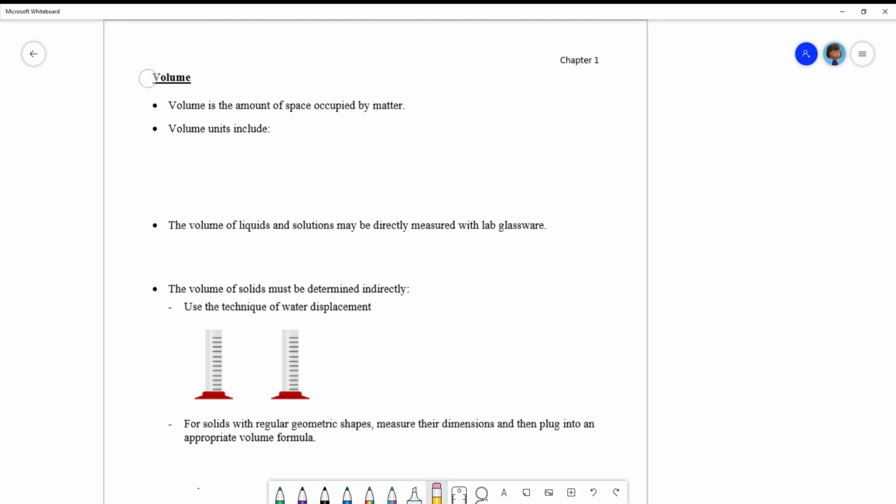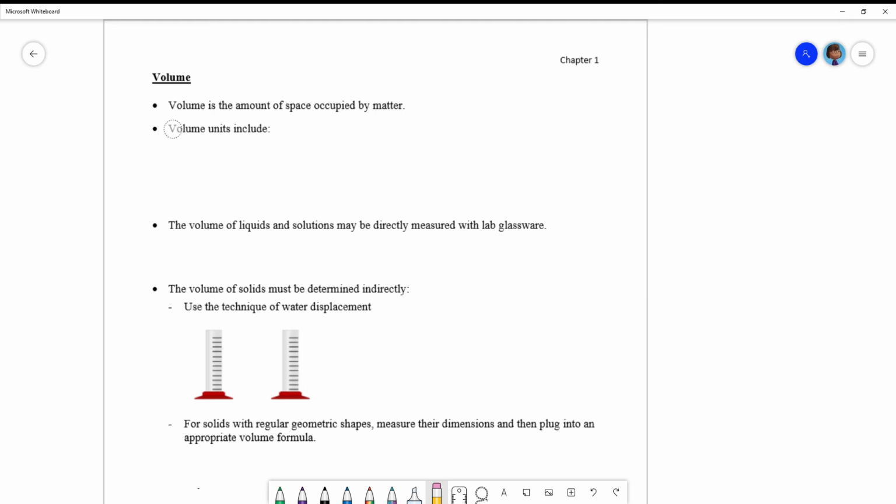So the topic here is volume. And I like to do volume as its own special topic before I get to the next topic, which is density. And of course, volume is part of density, and hence why I want to do it as its own separate pre-lecture. So what's volume all about? Let's start by defining volume. Volume is simply the amount of space occupied by matter.